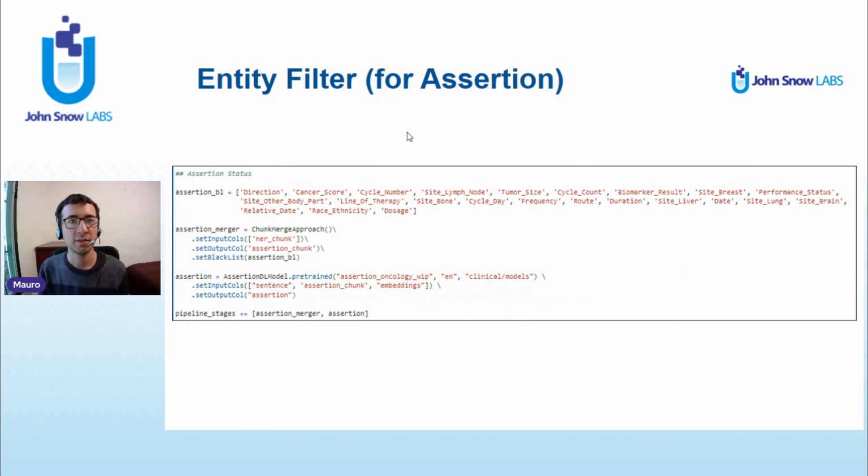And when you use assertion status models, something similar to what happened with entity resolver, my recommendation always is to filter before the entities that you don't want to get assertions for. For example, you don't want to get the assertion from a body part. You want to see if it is absent or past, because it makes no sense. So in this case, you can use again a chunk filterer with a blacklist.